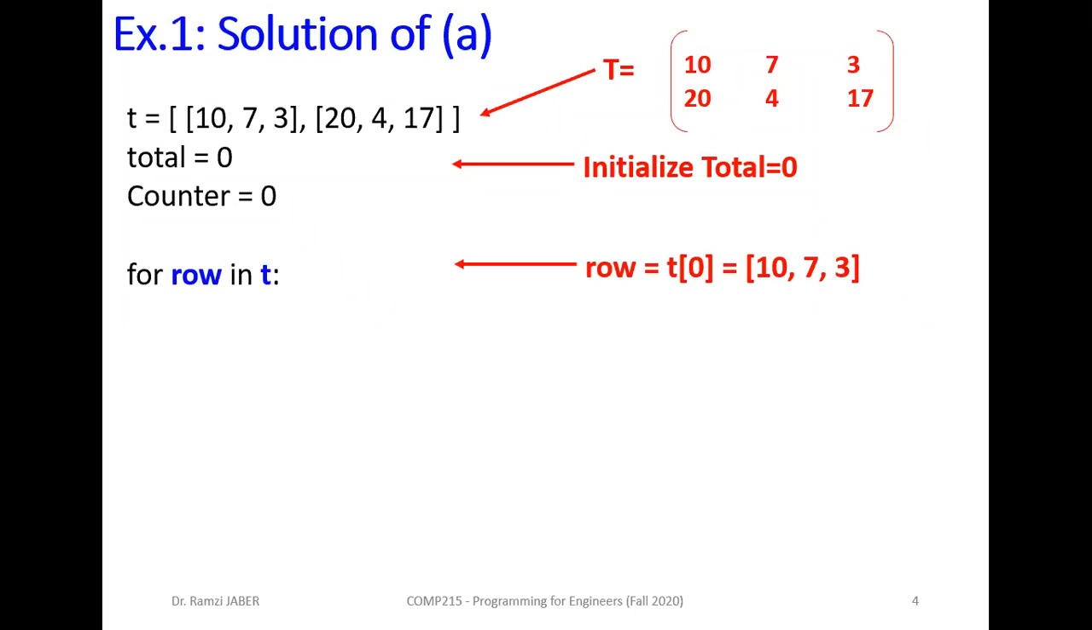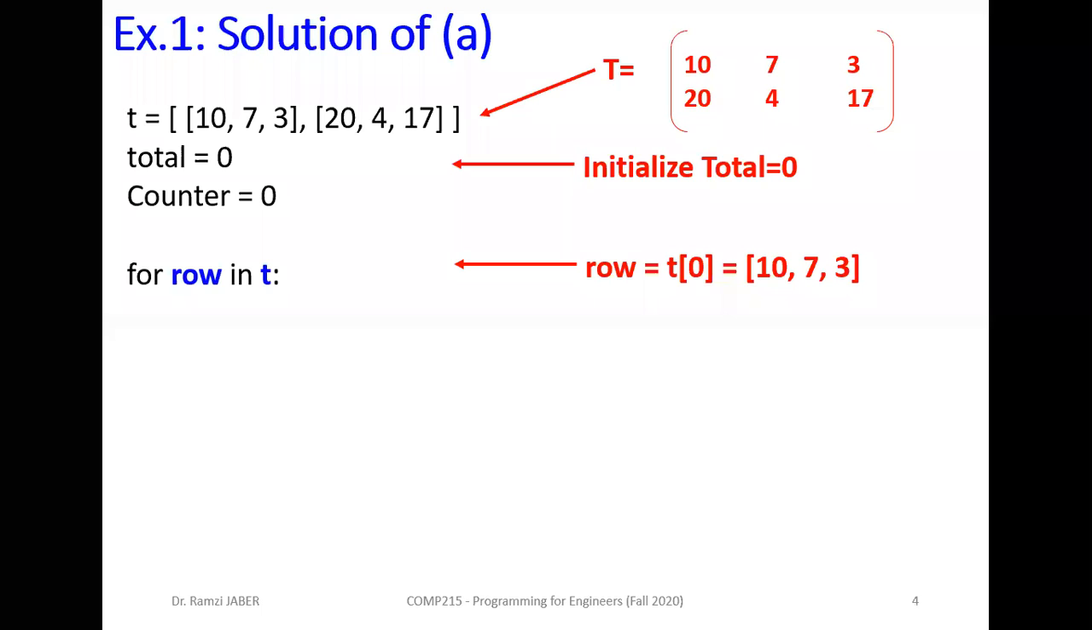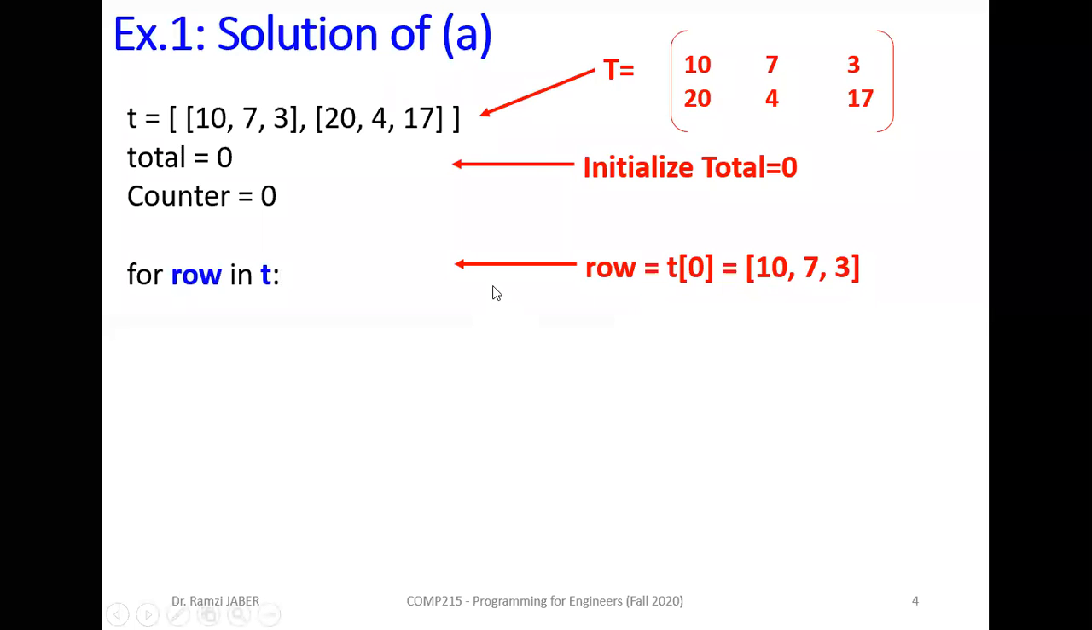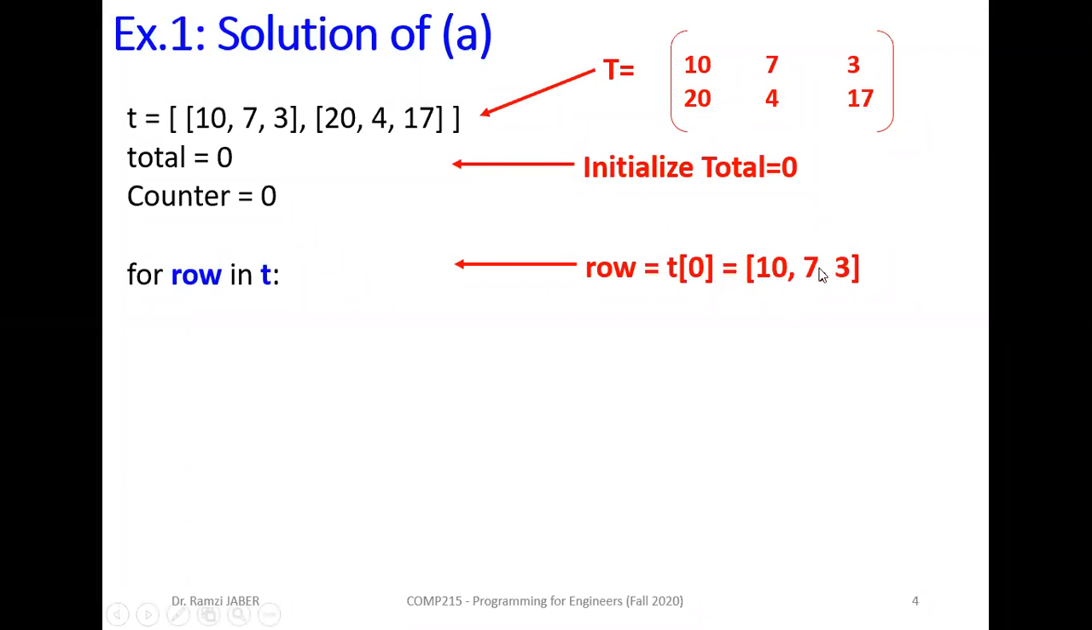The first for loop will be for rows, or for the first element in T. So for row in T means the variable row will be equal to T0. Now the variable row is a list. Here, as you can see, row is a list, which is T0: 10, 7, 3. Then another for loop for columns. First for loop for rows, second for loop for columns.